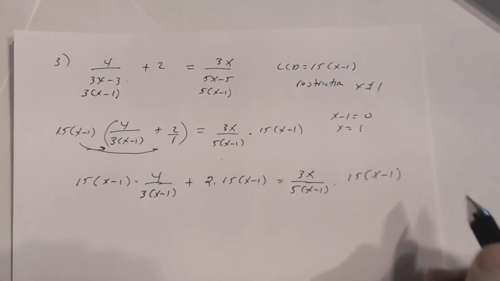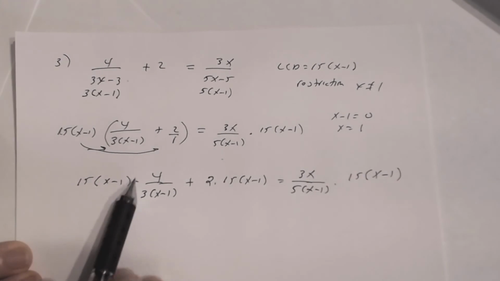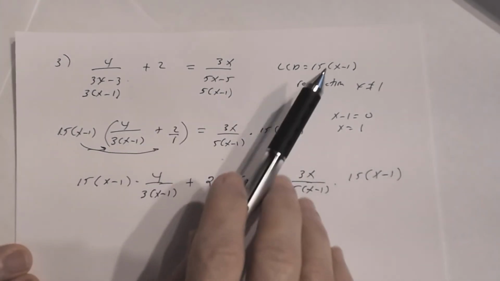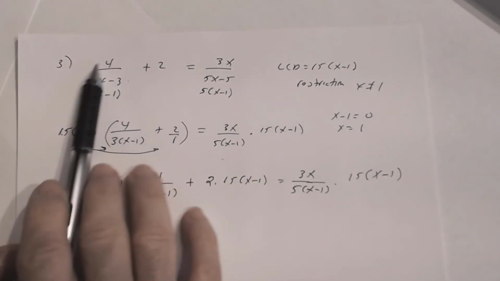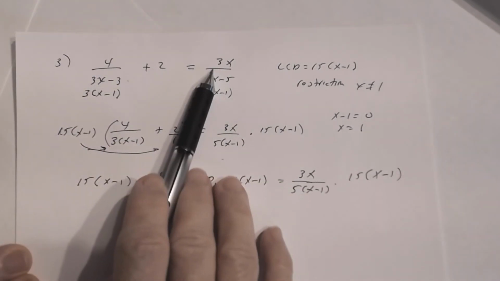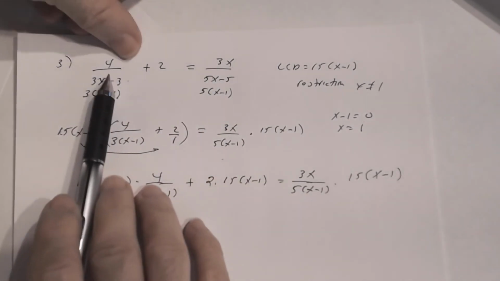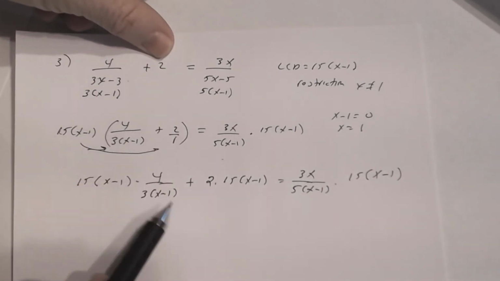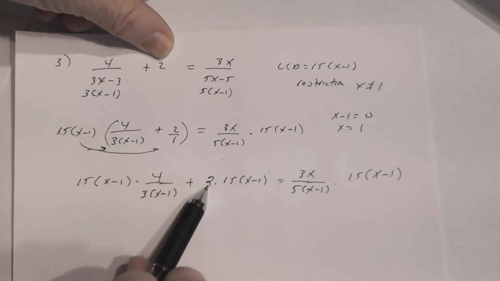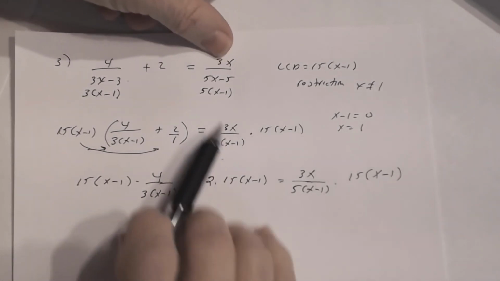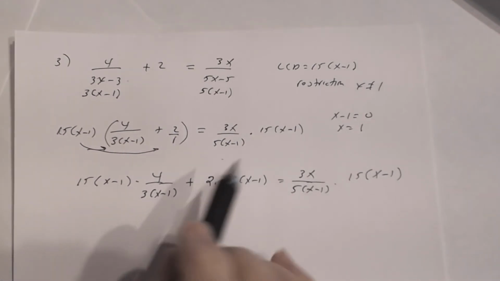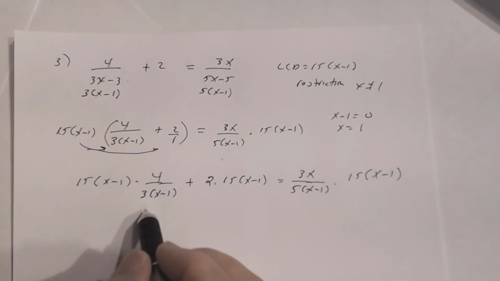Okay? All right. Now remember, notice that when you multiply both sides by the LCD, every term has to be multiplied by the LCD. So notice that this times the LCD is this. This times the LCD is this. Notice 2 times the LCD. And then this times the LCD.